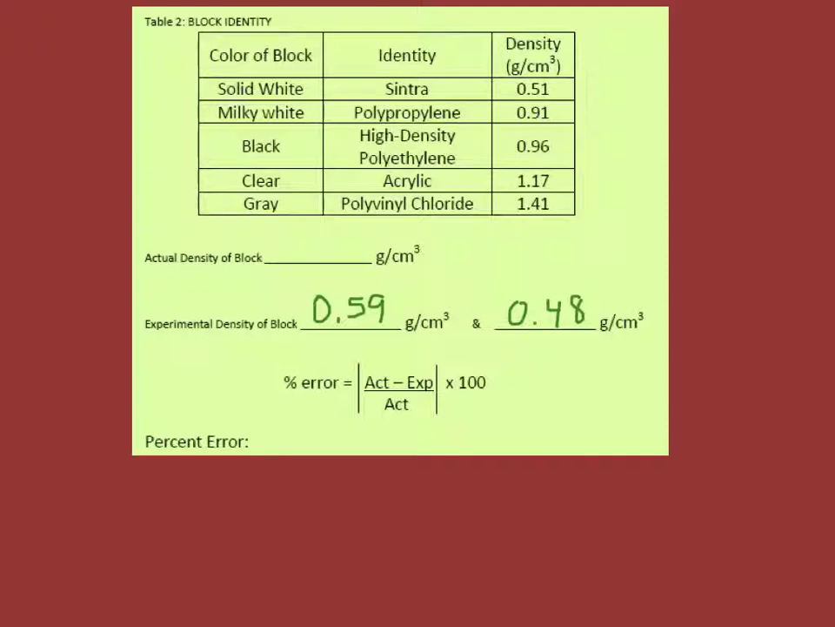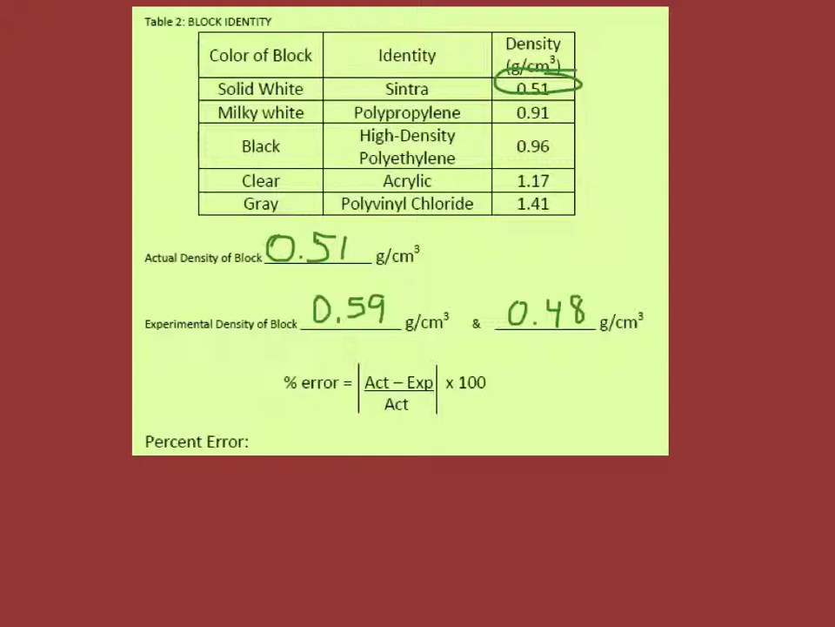Let's say, for example, that in the first part of the experiment, you calculated the density of your block to be 0.59 grams per cubic centimeter, and then with the more refined balance and ruler, you determined that the density was actually 0.48 grams per cubic centimeter. Comparing this data to the table, you could imagine that probably, since you had the solid white block, you could identify it as the Sintra, which has an actual value of 0.51 grams per cubic centimeter.